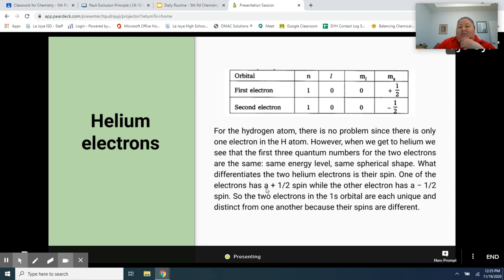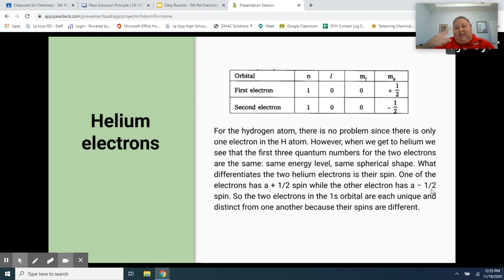One of the electrons has a positive 1/2 spin. That's like saying this electron is going forward, while the other electron has a negative 1/2 spin. This electron's going backwards. That's all it says. And that's what makes the quantum numbers different. The first electron has the positive version. The second electron has the negative version.